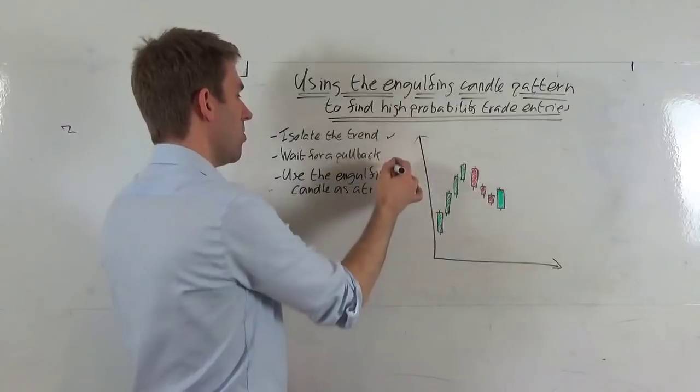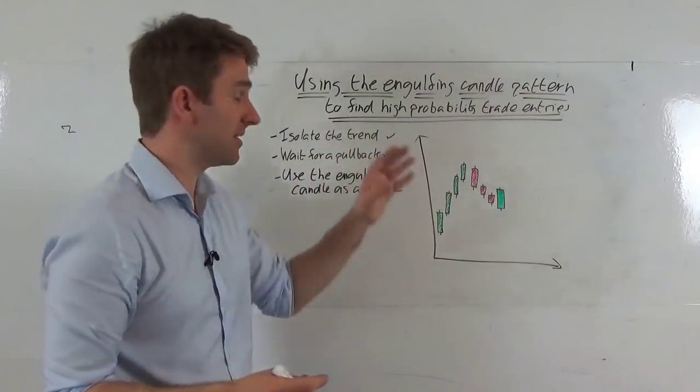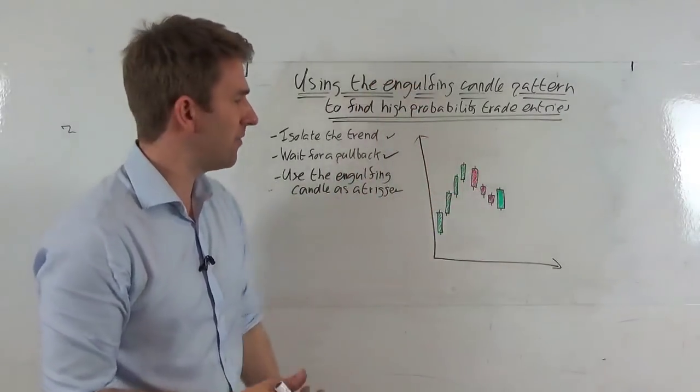Uptrend, pullback, part one, part two. Now we wait for the bullish engulfing candle. In the case of an uptrend, it's bullish engulfing. Obviously, we're flipping everything if we're looking at a downtrend.